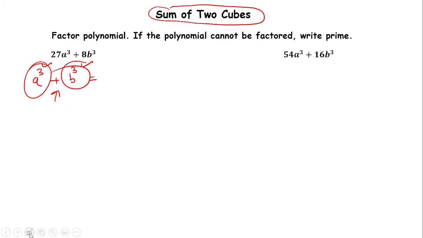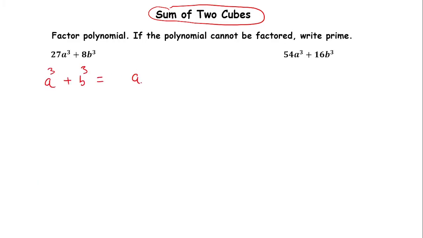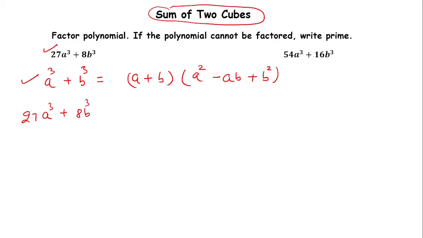So what will this be equal to? a cube plus b cube is equal to the sum of the numbers a plus b, then a square, negative times ab plus b square. Using this identity, this formula, we are going to factorize this question. What is that question? 27a cube plus 8b cube.